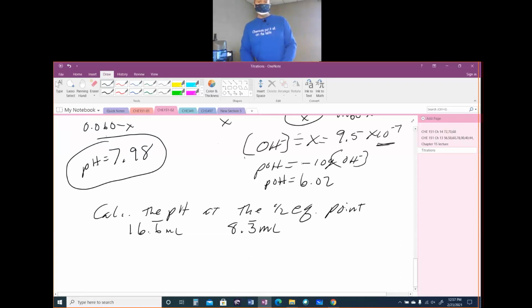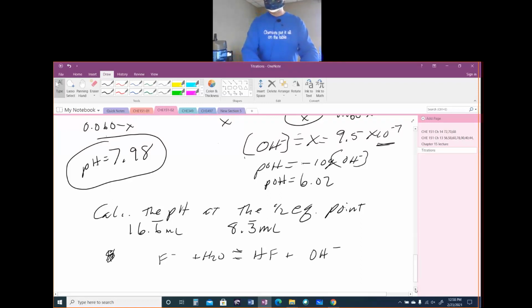All right, and again here, you want to make sure you're using all the numbers on your calculator. We have the same exact reaction. We have our HF reacting with our OH minus. In equilibrium, we got our H2O and our F minus, so we have the HF and our OH minus. So we have to calculate our new concentrations.